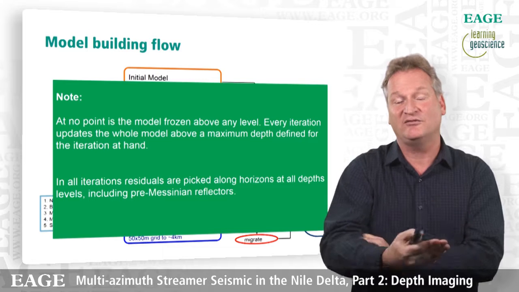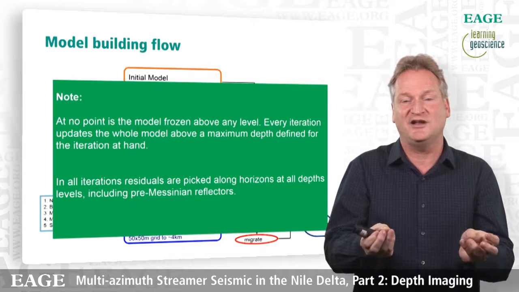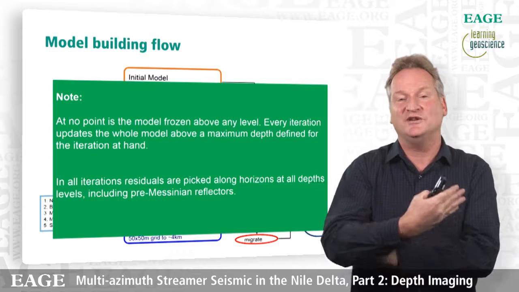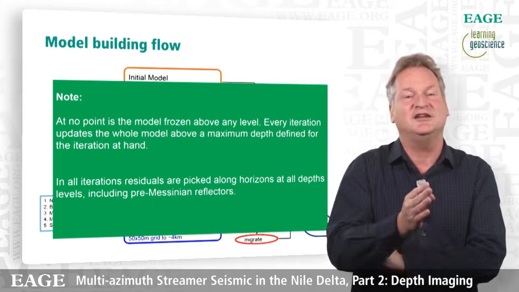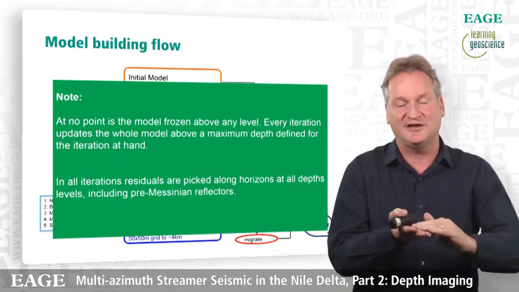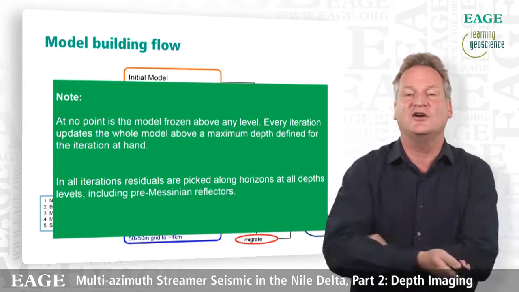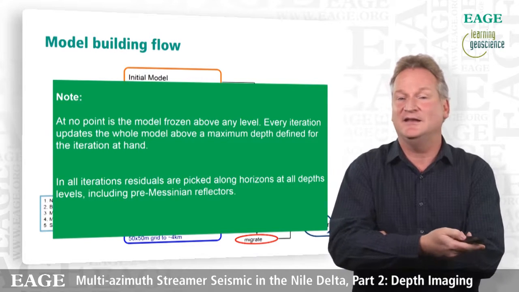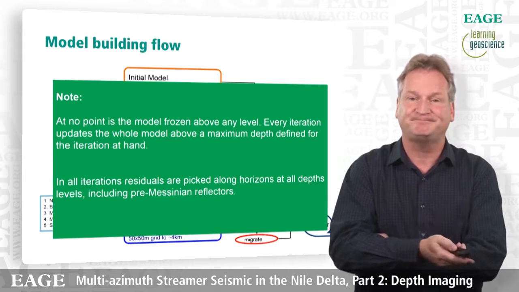And then we let the tomography decide whether some of the new anomalies that it sees down there are actually caused by a little change up shallow. So every time we try to update the whole model. The reason we do that is because in that way you avoid cumulative errors starting to come up right at the bottom, at the level where you've frozen your model. So we've left that open, and then we pick residuals everywhere at all depths.